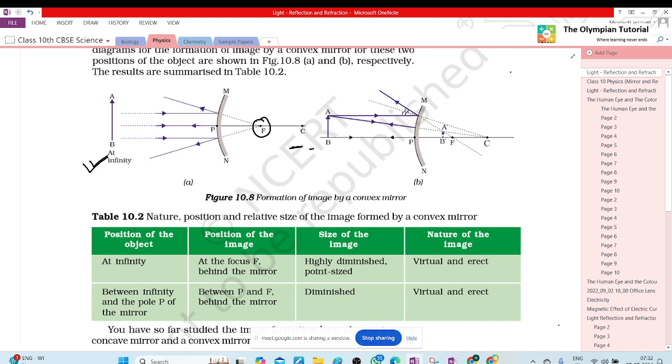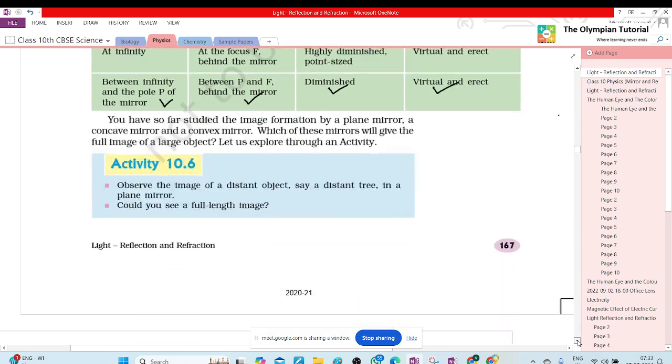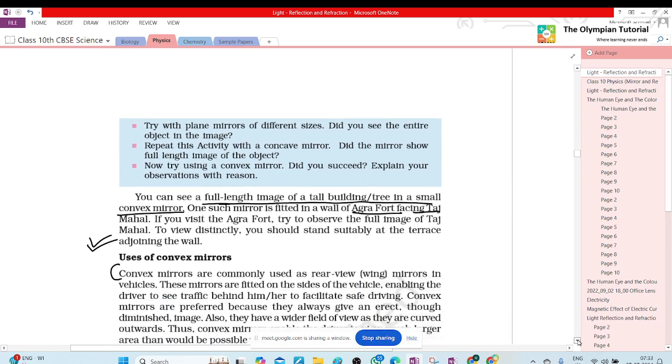Due to this property, convex mirrors are also used as rear view mirrors. Here the image is less, and it covers a larger area for view. Between infinity and the pole of the mirror, P and F, the image is diminished, virtual and erect. Ma'am, so for a convex mirror, if they ask for any uses in a diagram, then it will always be the one between infinity and pole? Yes. We will pick this diagram if they are asking why a convex mirror is used as a rear view mirror and to show it with the diagram. So we will pick the second diagram.